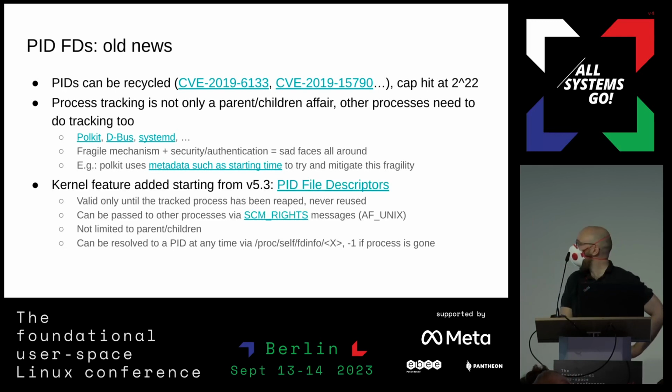That is not very nice, so thanks to Christian, kernel 5.3 added a new feature called PID File Descriptor. The difference is the PID File Descriptor never gets recycled. If the process goes away, the file descriptor is invalid. You cannot resolve it anymore, so you can trust it, and you can use it to track things without recycling problems. Also, it's a file descriptor, so you can pass it to other processes via SCM_RIGHTS Unix messages. And at any time, you can resolve a PID file descriptor to an actual PID via proc. And again, it returns an error if the process is gone. So that's the old news.